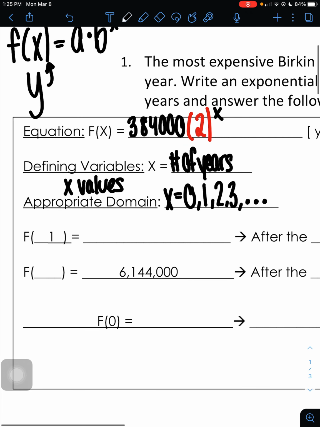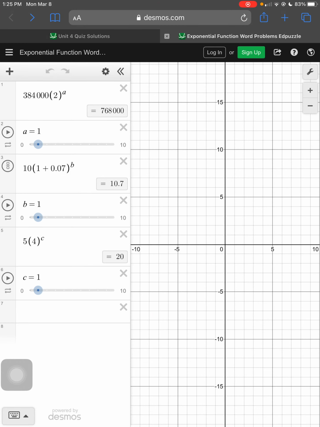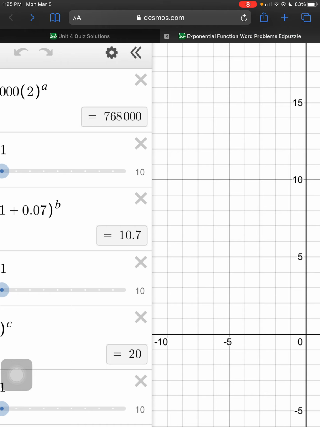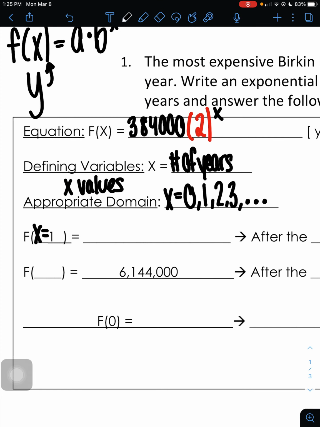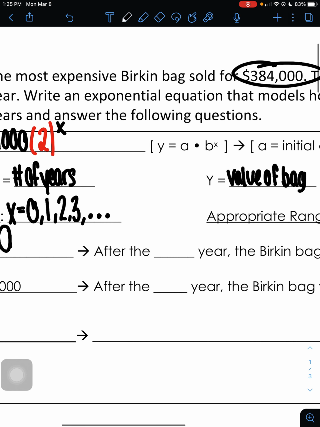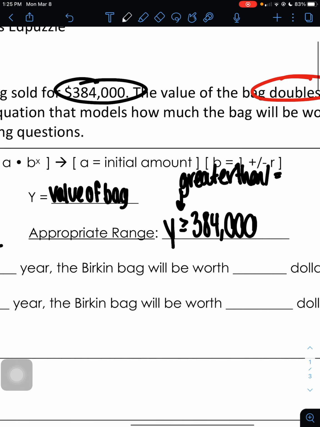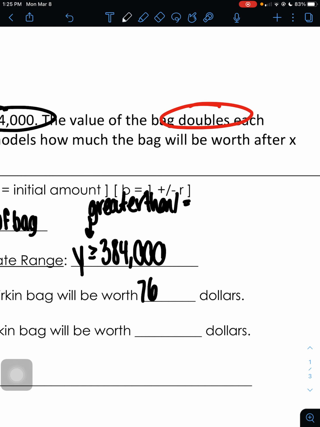So let's go down here to f of 1. We looked at that in class. That just means they want me to figure out what my price is worth, or what is the value that I get back when I plug in 1 as x. So they want x to be equal to 1. And what does that make our function equal? So I'm going to come over to decimals. It's already a is equal to 1. I see that the value of that bag is going to be that first number up top, 768,000. So this is telling us that after the first year, the Birkin bag is going to be worth $768,000. And that's what that K represents, 1,000.